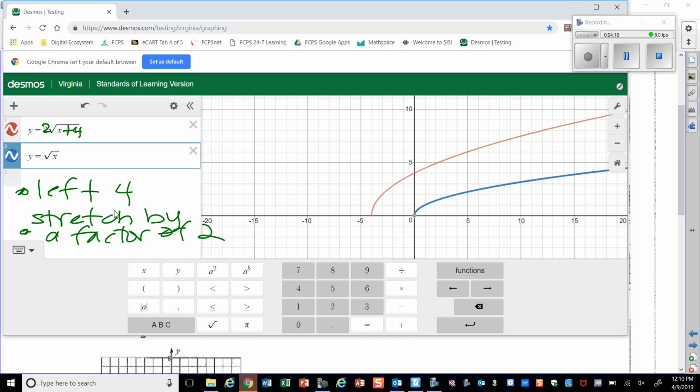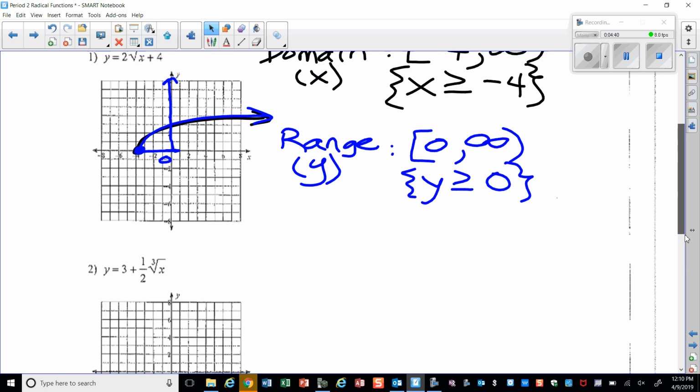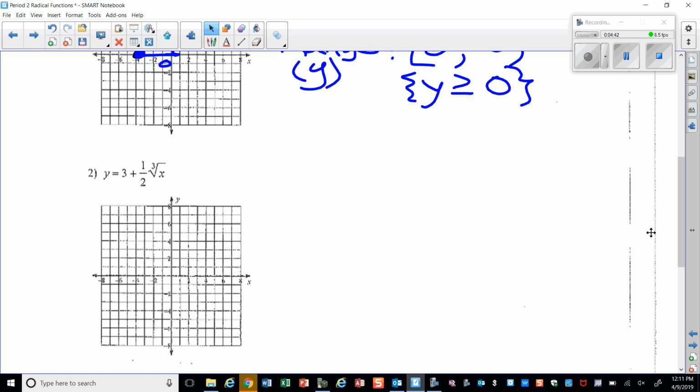Okay, and I think that is all that they asked me for on this, right? We've got domain and range, check, and then translations or transformations, all right? The going to the left and also the stretch. Okay, so now go ahead and do number 2. Look at the graph using your Desmos.